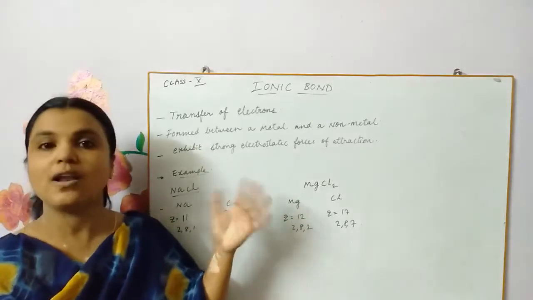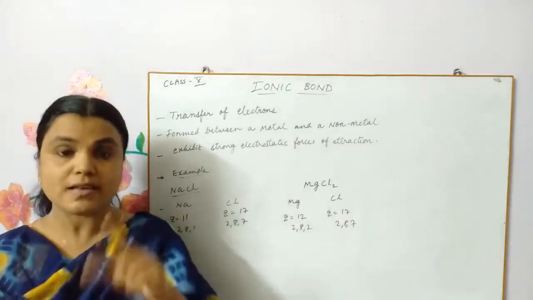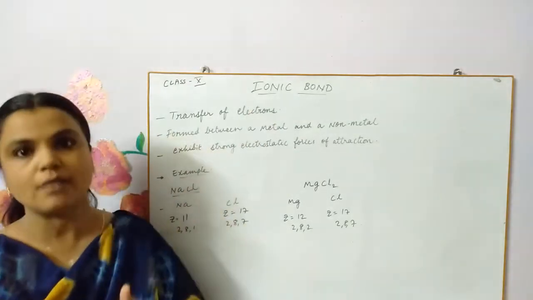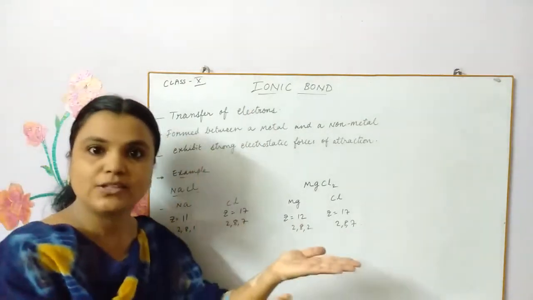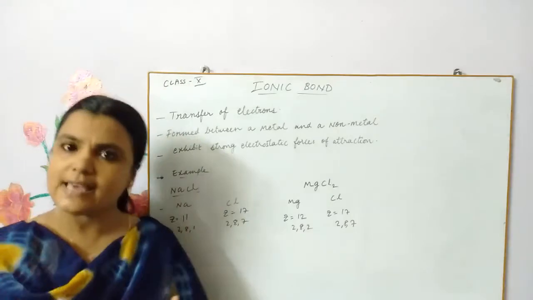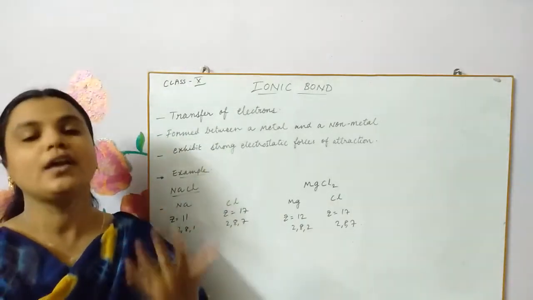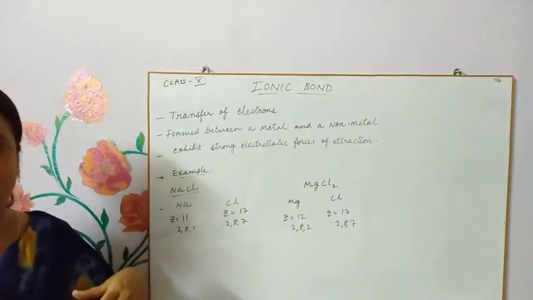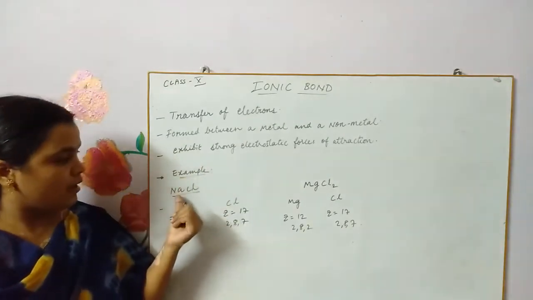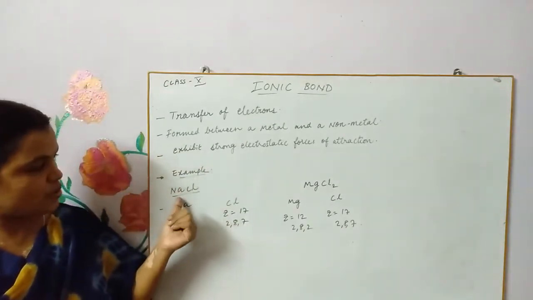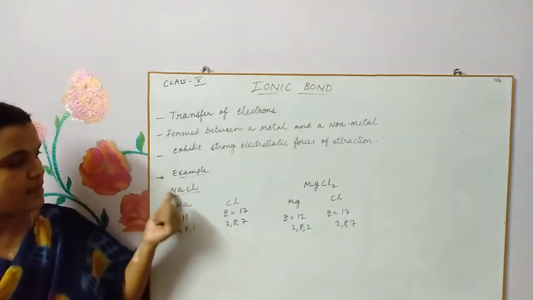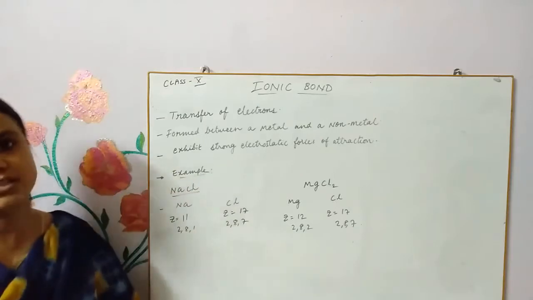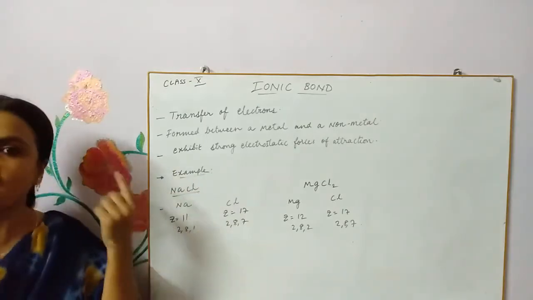Okay. First of all, let us know some examples here. As you know, it is a bond that is formed between a metal and a non-metal. Metal gives away an electron, non-metal takes that electron in order to get the stable electronic configuration. So here are the examples. A metal and a non-metal. Can you see over here? Sodium is a metal and chlorine is a non-metal. Sodium chloride is a salt that is formed, and this is an ionic compound.